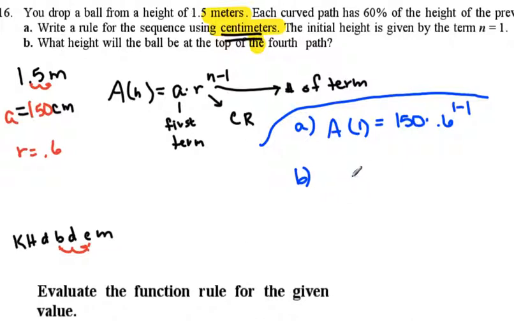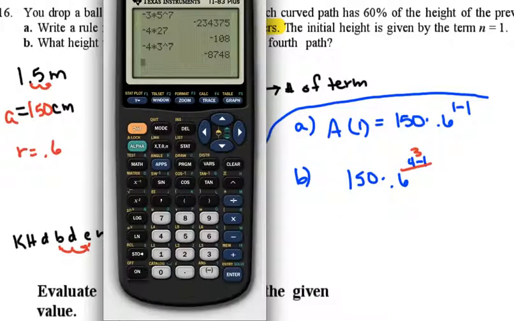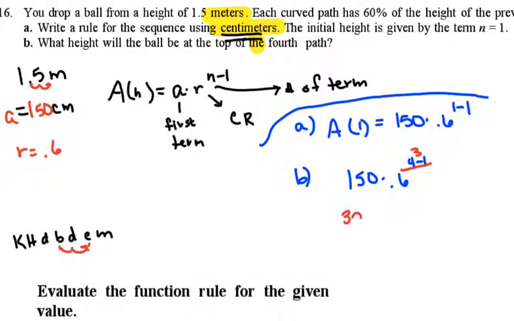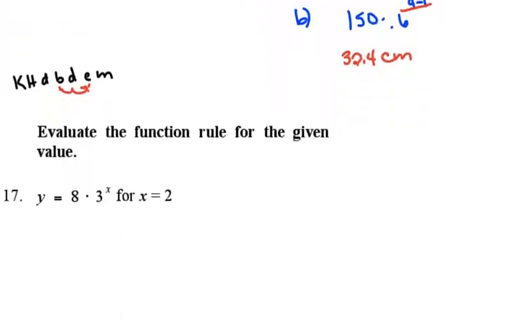So now we have 150 times 0.6 raised to the 4 minus 1. This gives us 3 up top. So now let's take a look at the calculator to get that answer. We have 150 times 0.6 raised to the 3rd. And that is going to give us 32.4. And that would be in centimeters. So there you go.